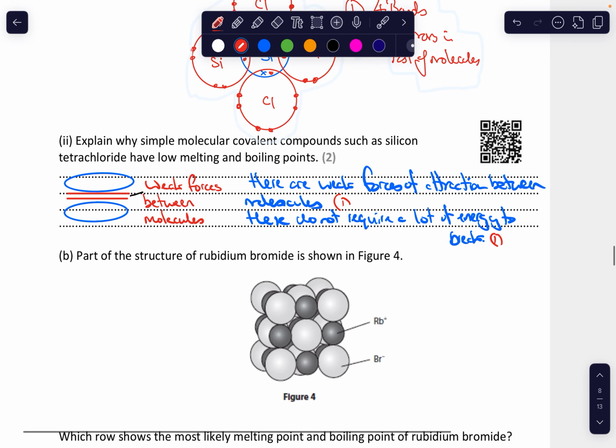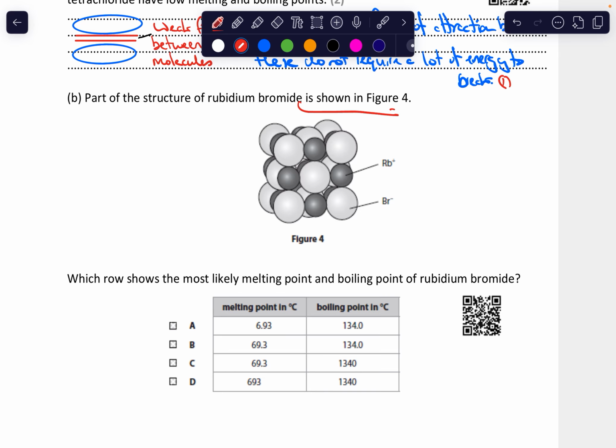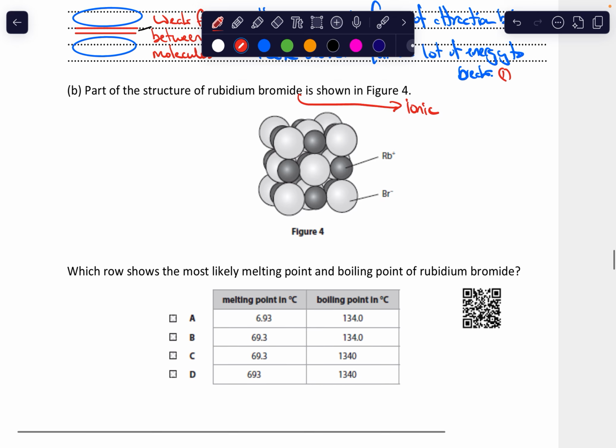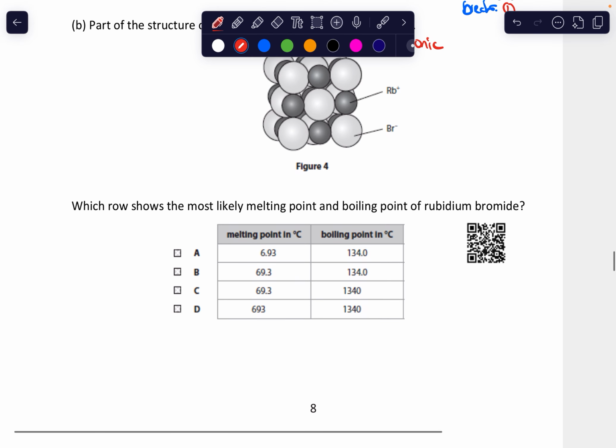Okay, next we've got rubidium bromide. So here, let's just remind ourselves, this is ionic. We should therefore know it needs to have a high melting and boiling point. So of the options here, the only one that's really got the high melting and boiling point is going to be option D. That's got the highest melting and boiling point in this. It's going to be option D is the correct one.